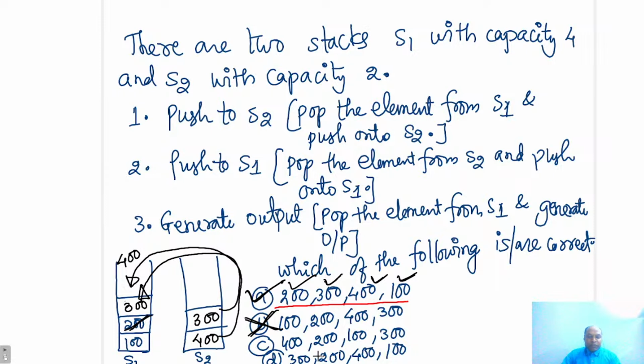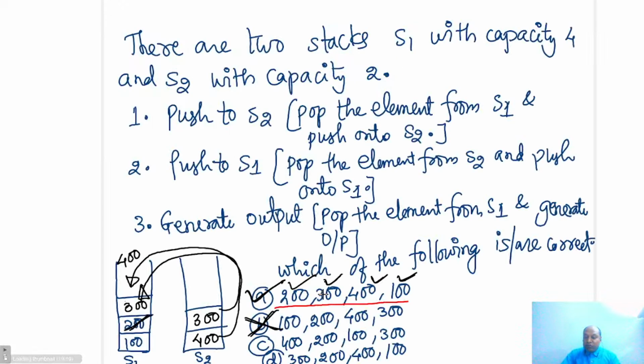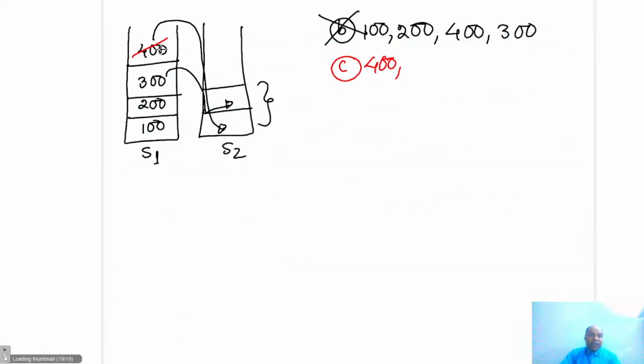Let's try to check option C. So 400, yes, 400 is immediately available, so we can pop 400. Next what we need to identify? 200. For 200, what we will do? 300 has been pushed on to S2. So this has been popped. Now 200, yes, 200 we can have.